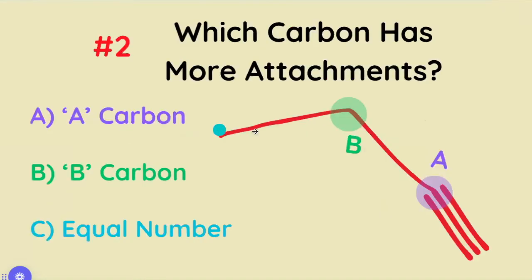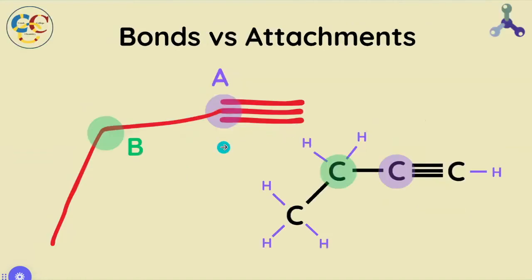Which carbon has more attachments? Carbon A or carbon B? The correct answer is carbon B. This is because even though each form 4 bonds, A already has all 4 bonds accounted for, so it's not going to have any hydrogens and hence no more attachments.